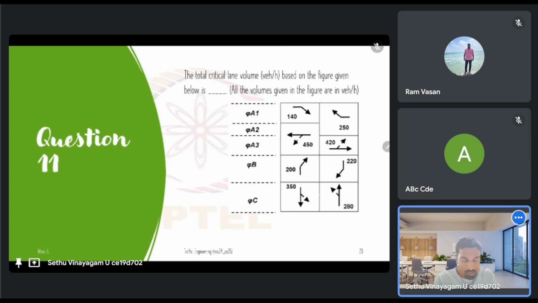Okay, question 11: the total critical lane volume in vehicles per hour, based on the given figure below, is dash. So we have three different phases, and different lane group volumes are given. We have to find the critical lane volume for the total cycle. So four options are there: 1140, 1270, 1240, and 1220.